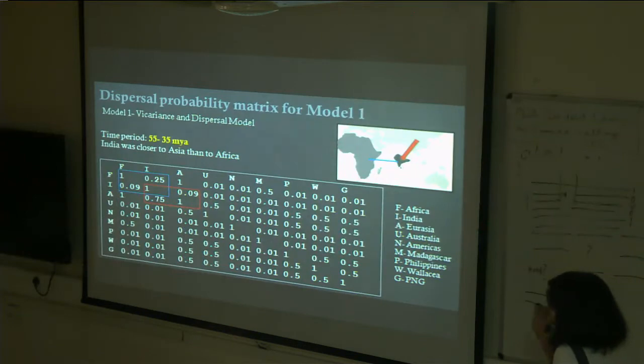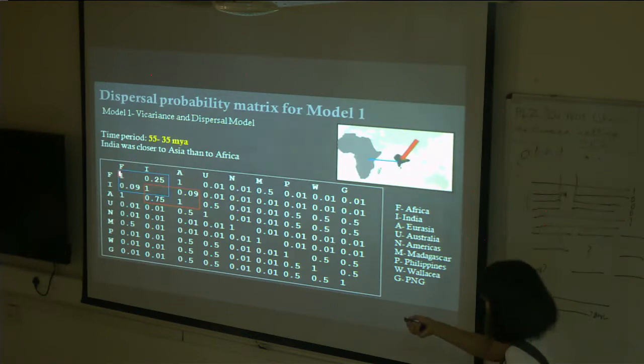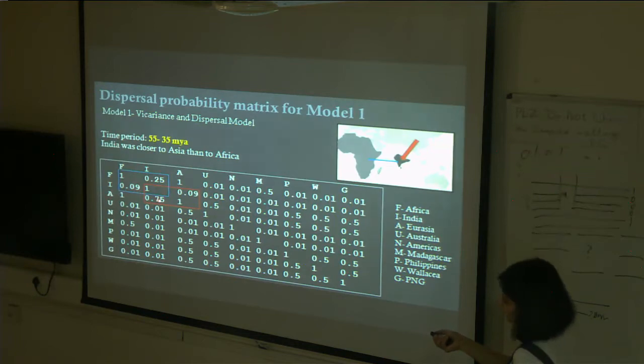Yeah, and then we come to the 55 to 35 million year time period where India was closer to Asia and further away from Africa. That doesn't mean that dispersal can't happen from Africa, but the probability will be lower compared to the dispersal from Asia to India. And that's why the thicker arrow from Asia into India and the thinner blue arrow for Africa, which corresponds to the similar colored squares. So you can see that Africa to India is 0.25 now. India to Africa still remains low, but Asia to India is 0.75 now, and India to Asia is low still.